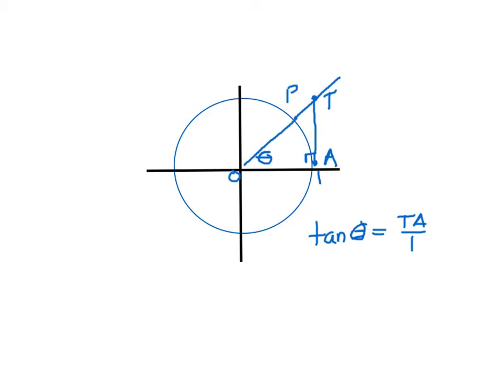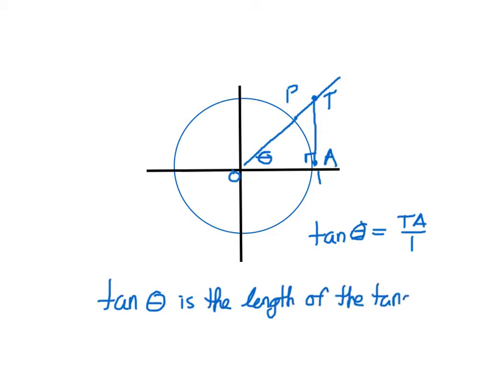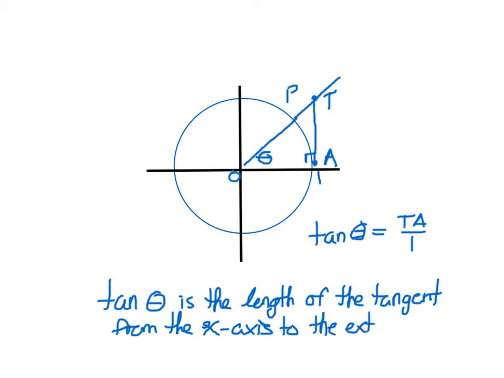So tangent theta is the length of the tangent line from the x-axis to the extension of line OP.